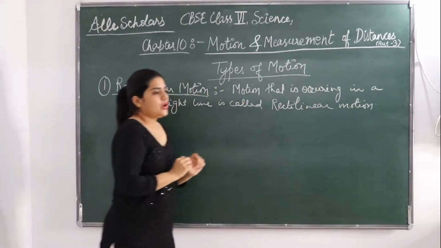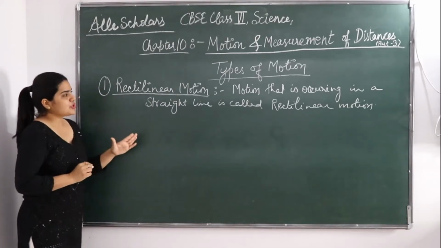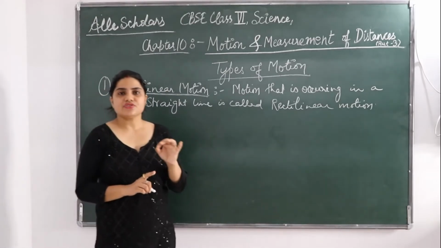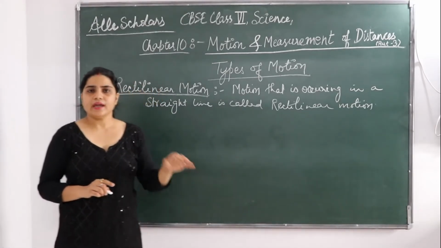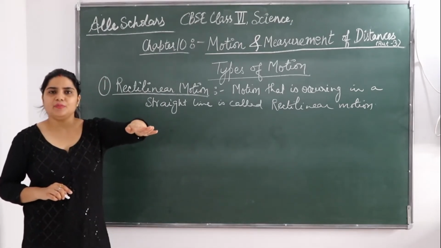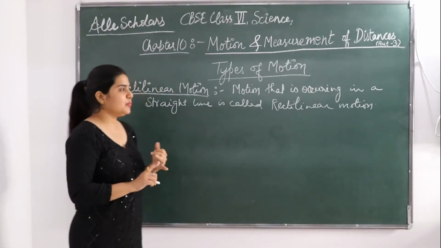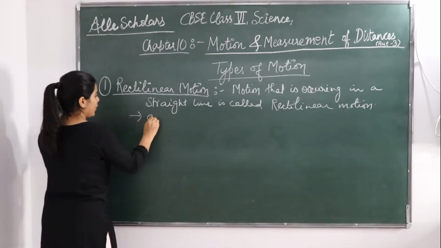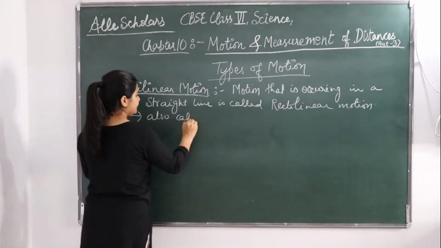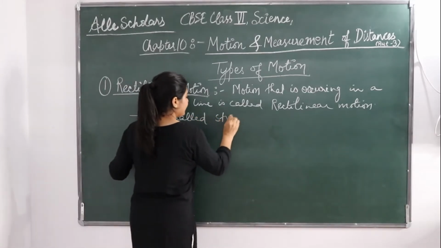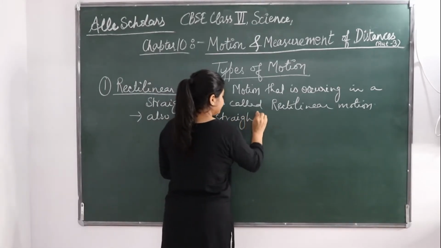Okay, so this type of motion is also called straight line motion. क्योंकि motion जो है वो straight line में हो रहा है, इसलिए इसको और क्या बोलते हैं? Rectilinear motion को straight line motion, also called straight line motion.